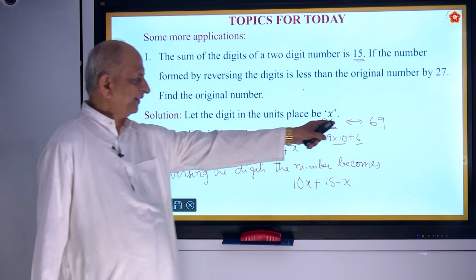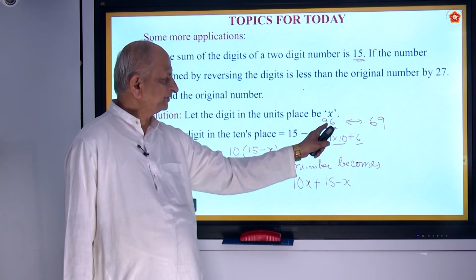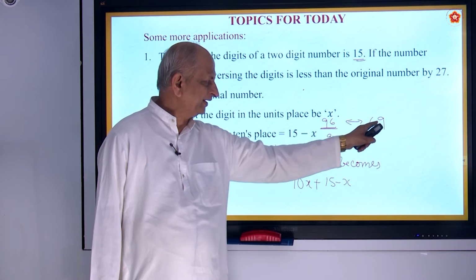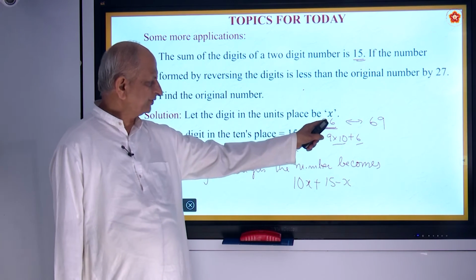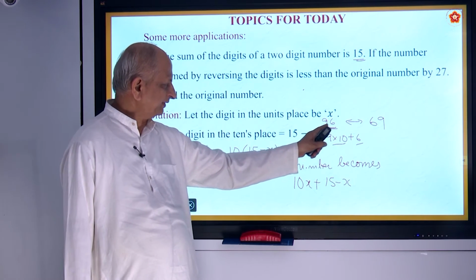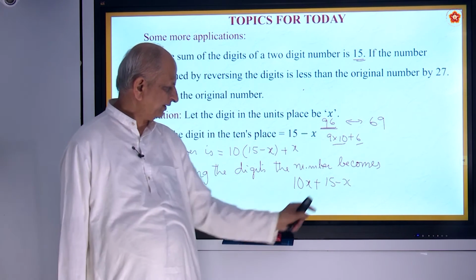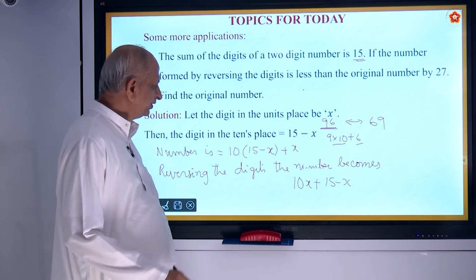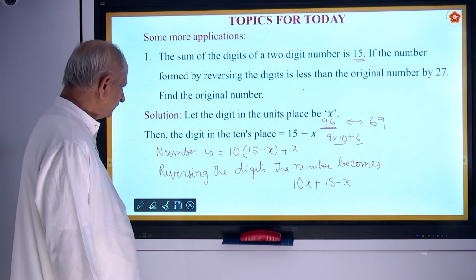So, you take this example. 96 was, suppose the number is 96, if you reverse it, what happens? 69 it becomes. So, 6 was in the unit place, it becomes a 10 place, and 9 was in the 10th place, becomes to unit place. That is what you did here. Correct? Now, we will solve the problem. Note it down.